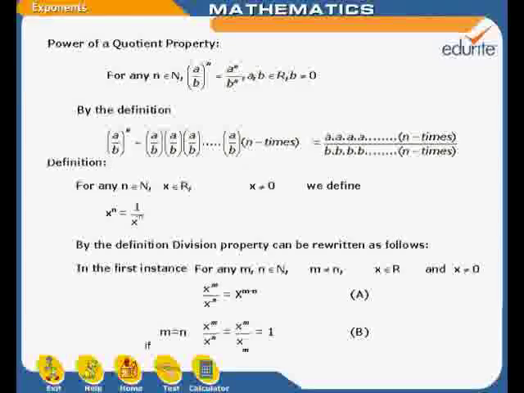In the first instance, for any m and n belongs to capital N, m not equal to n, x belongs to capital R and x not equal to 0, x raised to the power m upon x raised to the power n is equal to x raised to the power m minus n. If m is equal to n, then x raised to the power m upon x raised to the power n is equal to x raised to the power m upon x raised to the power m, which is equal to 1.